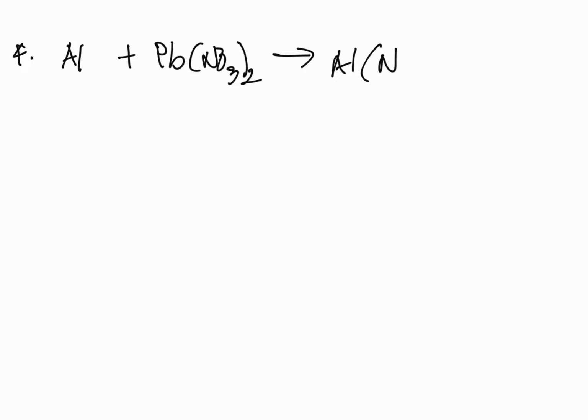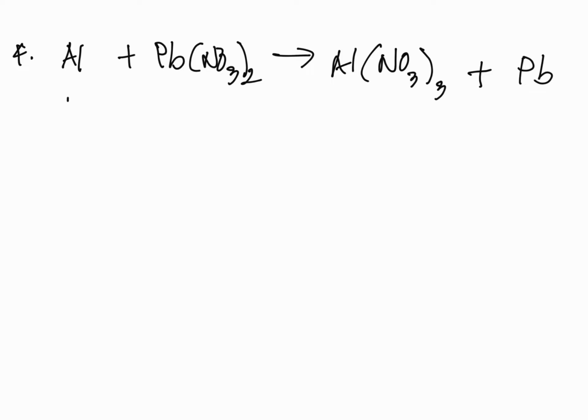So for example number 4, that is aluminum plus lead nitrate, subscript 2. The product is aluminum nitrate and lead. This chemical equation is an example of single replacement, because aluminum will replace lead, so it can have the NO3. So the product will be aluminum nitrate, and then the lead will be left out because it's a metal also.